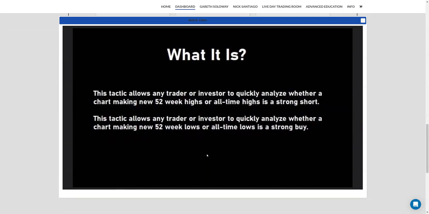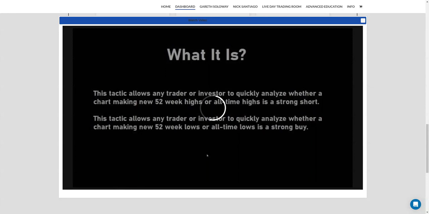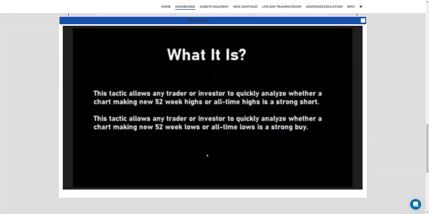This tactic allows any trader or investor to quickly analyze whether a chart making new 52-week lows or all-time lows is a strong buy. There's always a handful, even in a bull market, of stocks that can't get out of their own way. The question is, when do you buy it? It's a falling knife. If you listen to the media, if you listen to the average investor out there who really doesn't know anything, they say, don't catch a falling knife. It's scary. You'll get cut. Well, guess what? As you know from the trading that I do, and you've been following me for many years, many of you, I do it on a regular basis, and I'm going to give you one of the tactics that I use to find out if it's a good buy.